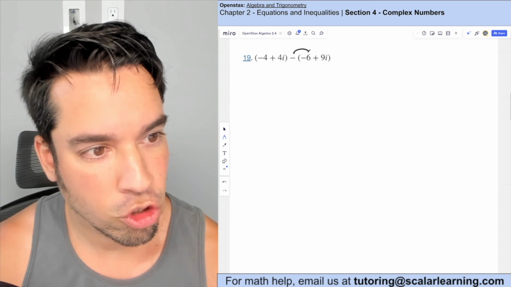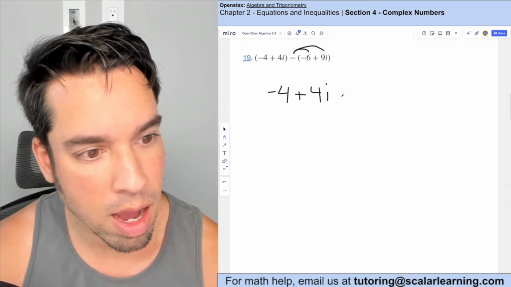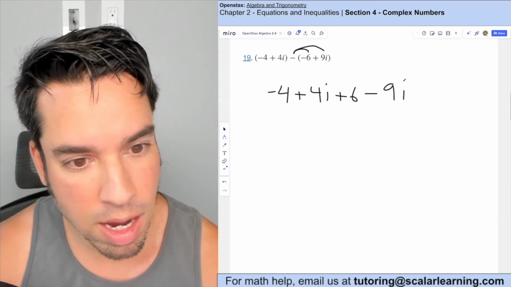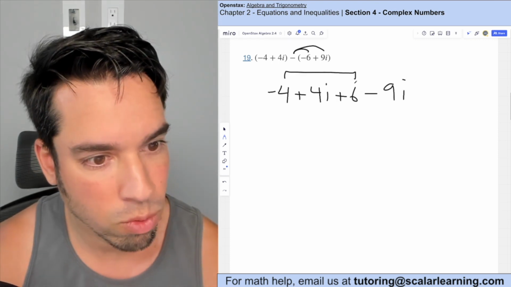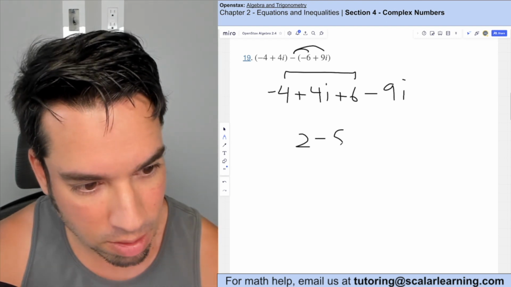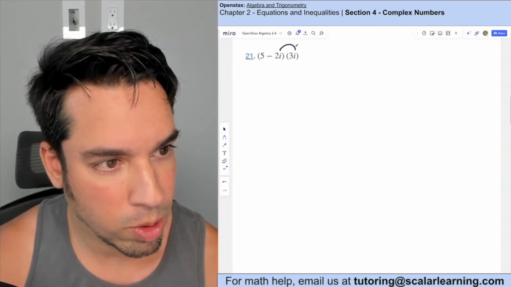Here we're going to start by distributing the negative. And I got -4 plus 4i plus 6. Right? Negatives cancel out. And then minus 9i. And then we're going to combine like terms. -4 and 6 make 2. 4i and -9i make -5i for the win. Done.